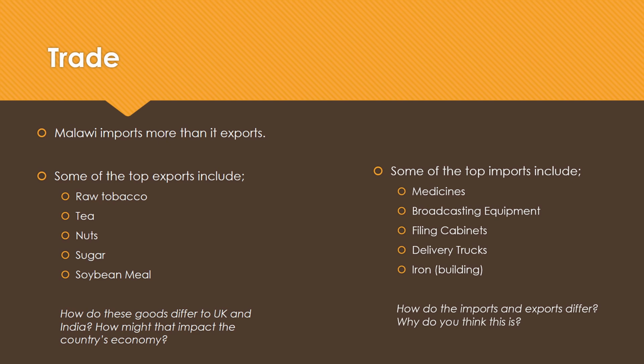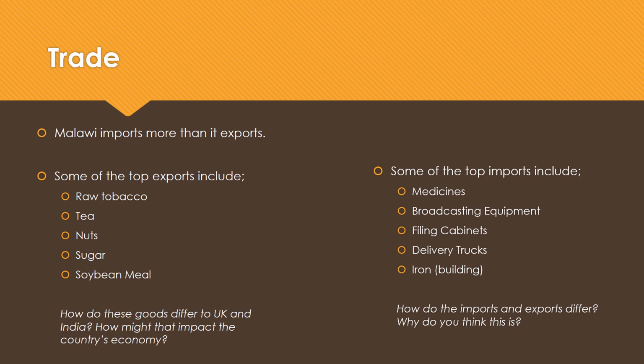If you remember back at the location of Malawi, it is a landlocked country. So that means that it's got some limitations on the types of goods that can come in and out of it. So it doesn't have big shipping ports like the UK has because it's an island, or India has because it's surrounded by the sea. It's not surrounded by anything.